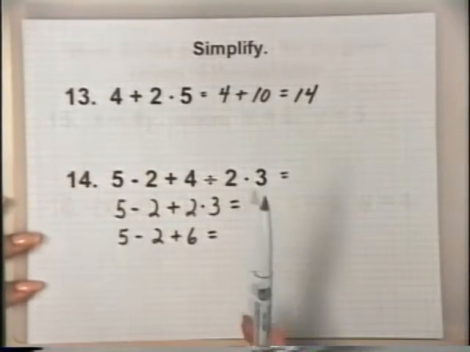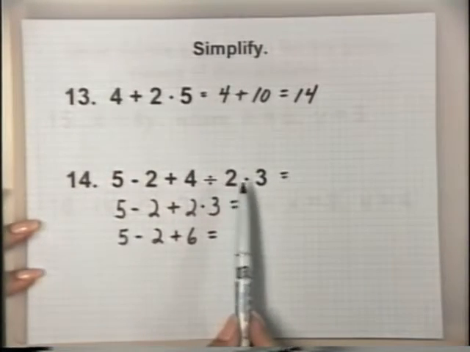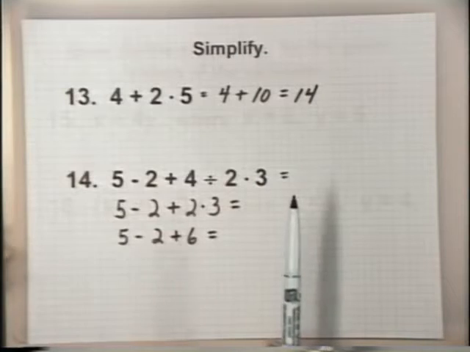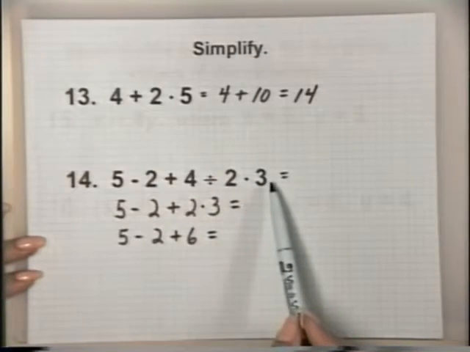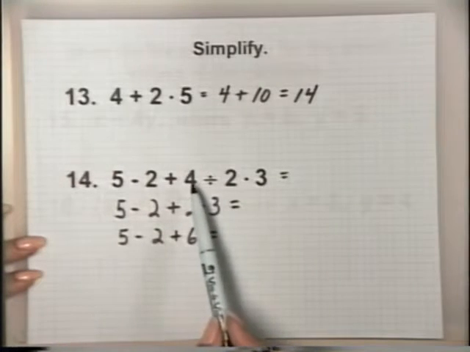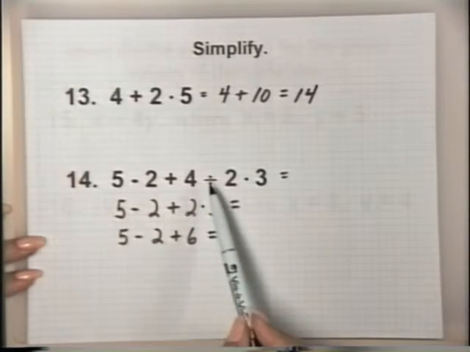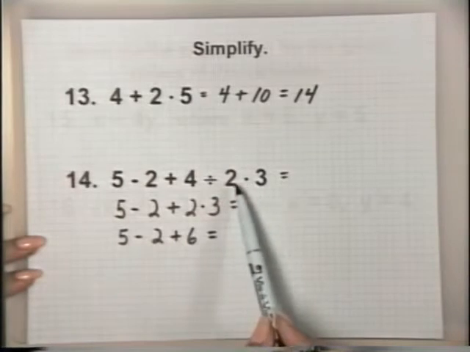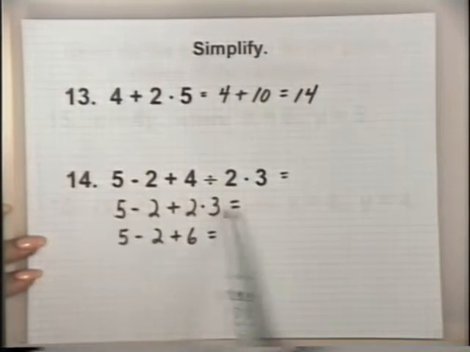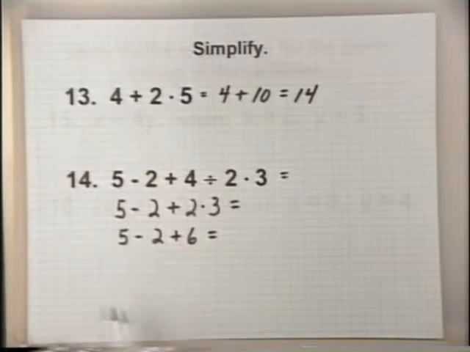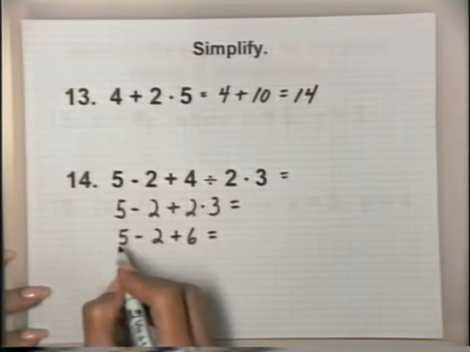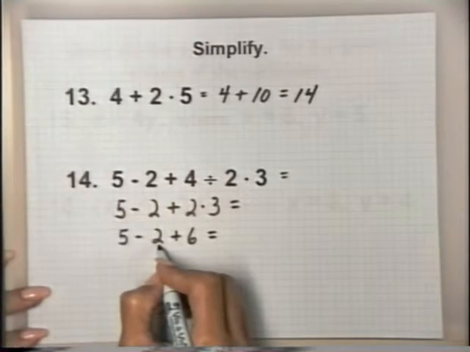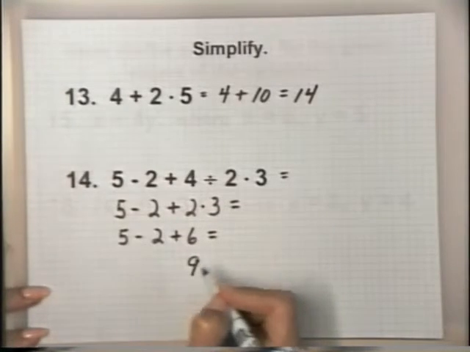Now I hope that when you started this problem, since we know that division and multiplication have the same priority, when you came to 4 divided by 2 times 3, you did that in one step. You thought 4 divided by 2 is 2, and 2 times 3 is 6, and you skip this step right here. Last, let's move from left to right and add and subtract as we come to those operations. Let's do this in one step. 5 subtract 2 is 3, and 3 plus 6 is 9.